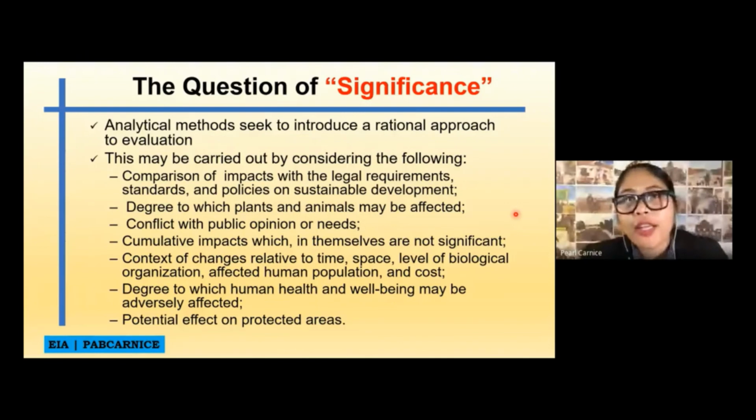And then conflict with public opinion or needs. So they have to consider that. And then cumulative impacts which in themselves are not significant. Also, under the analytical methods, they have to consider the context of changes relative to time, space, level of biological organization, affected human population and cost, degree to which human health and well-being may be adversely affected, and the potential effect on protected areas. So the good thing with analytical method is you have a basis.